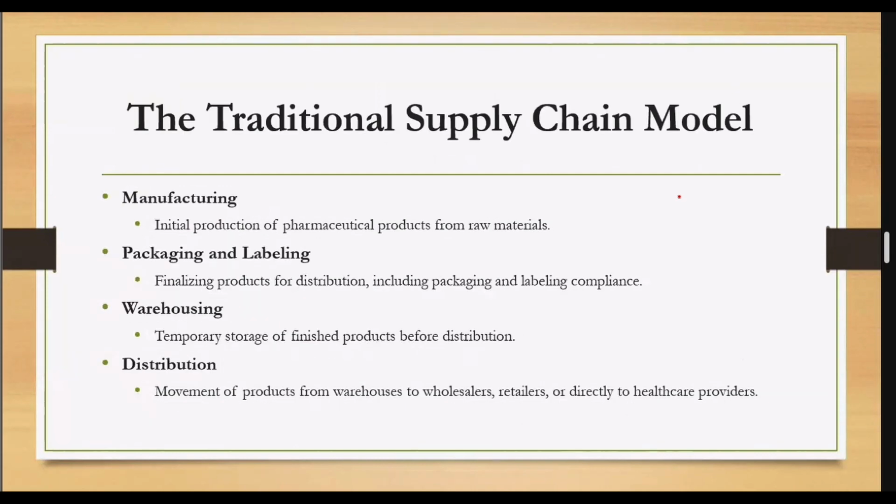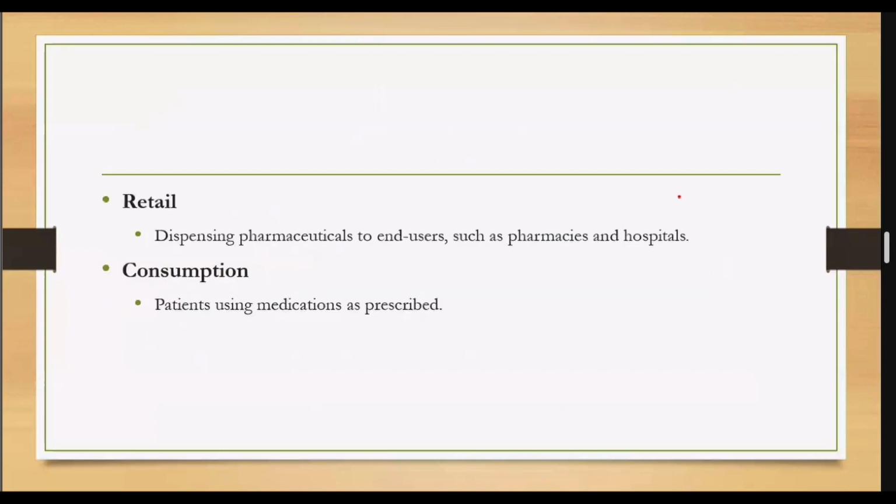If you go back to the traditional supply chain, as I showed you in the diagram: manufacturing, packaging and labeling, warehousing and distribution. These traditional supply chains are almost linear, with few suppliers, few manufacturers or one single manufacturer, and multiple customer locations. Then retail and consumption. These are the different steps.